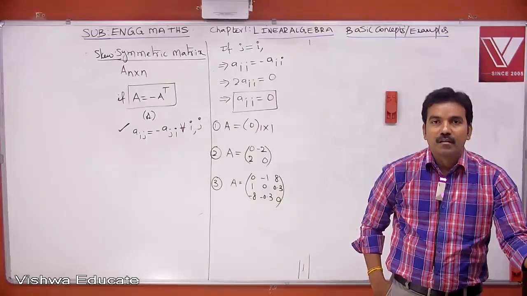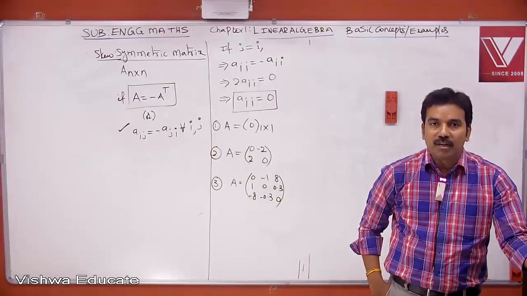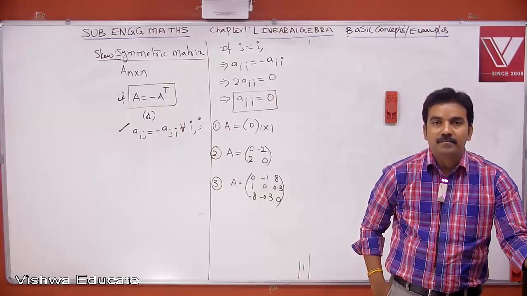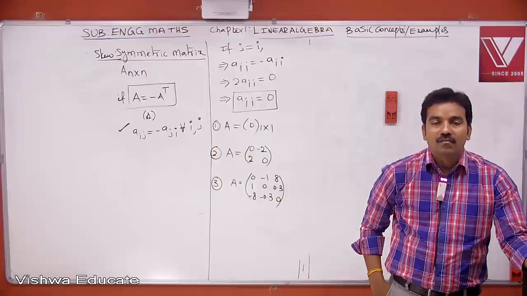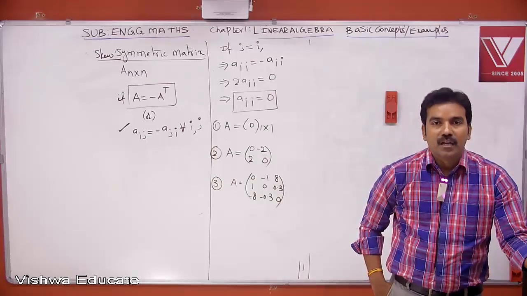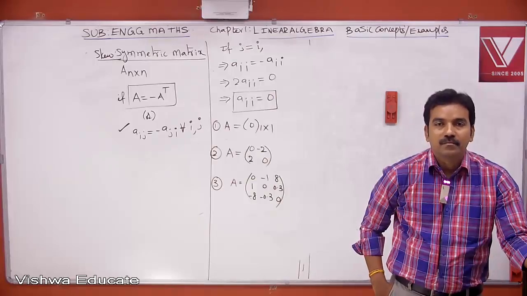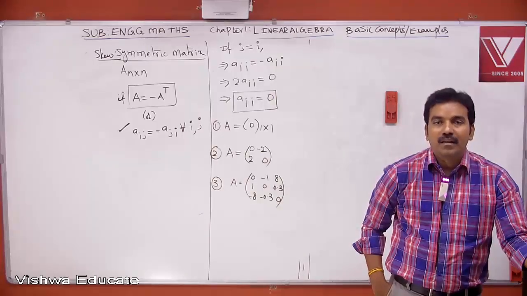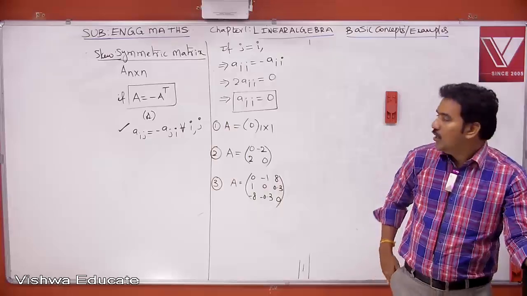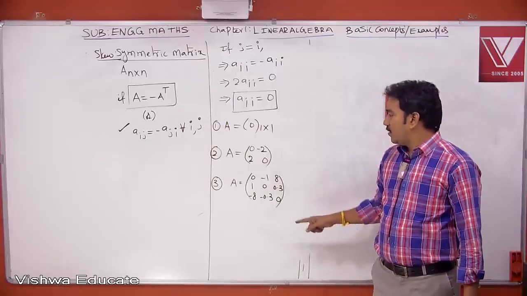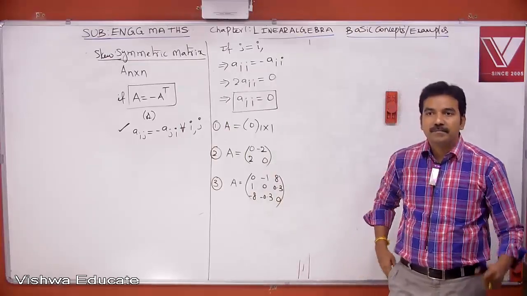Note, if A is a skew symmetric matrix, then all elements along the diagonal are 0. Next examples. Note down example 1, 2, 3. 1 by 1, 2 by 2, 3 by 3.